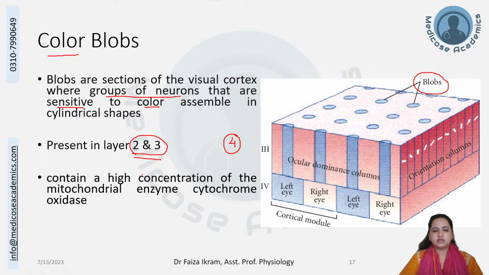Their particular histological characteristic is a high concentration of cytochrome oxidase enzyme in their mitochondria. So color blobs are the group of neurons in layer 2 and 3 specifically involved in the interpretation of color vision.